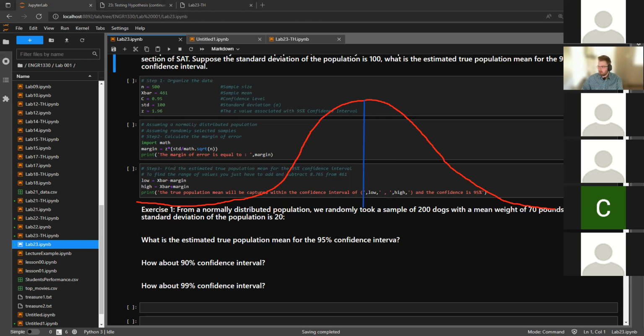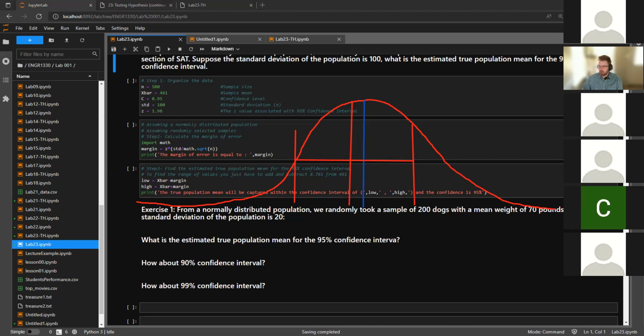So let's say I got my measured mean. What did it actually end up being? 461. So I'm going to have a mean that I calculate, and I want to be 95% confident that the true mean is somewhere in this region. I want to be 95% confident that the region I'm about to draw has the blue line in it somewhere.